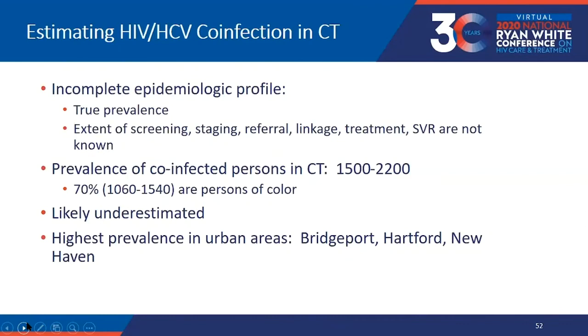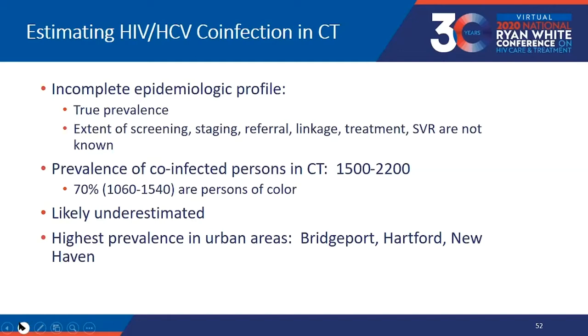In terms of estimating our co-infection rate in Connecticut, we have an incomplete epidemiologic profile. So the actual true prevalence, the extent of screening, staging, referral, linkage, treatment, and SVR are just not fully known. An older estimate in Connecticut estimated that about 70% of people who are thought to have co-infection, which ranges from 1060 to 1540, are persons of color, but this may well be an underestimate. Not surprisingly, the highest prevalence of co-infected individuals are in our largest cities of Bridgeport, Hartford, and New Haven. Next slide.